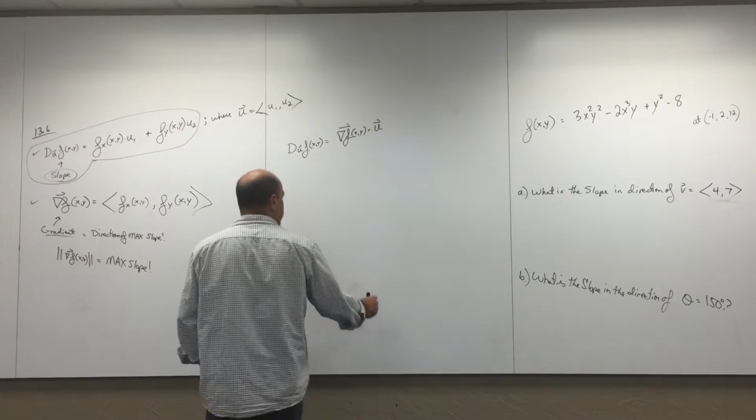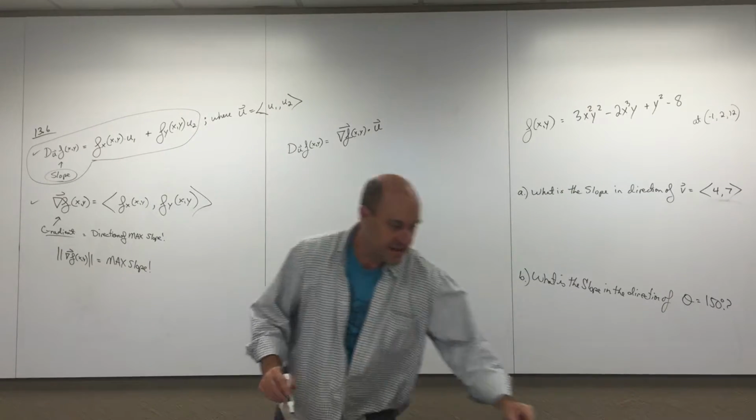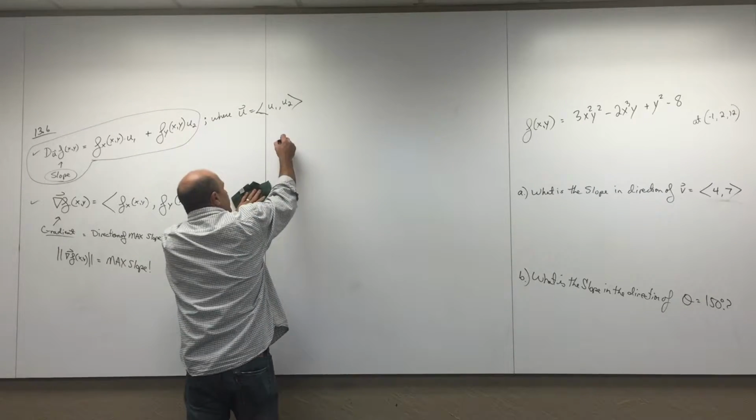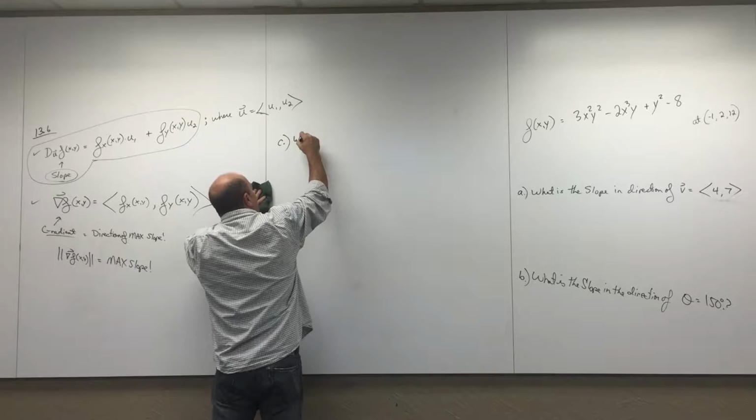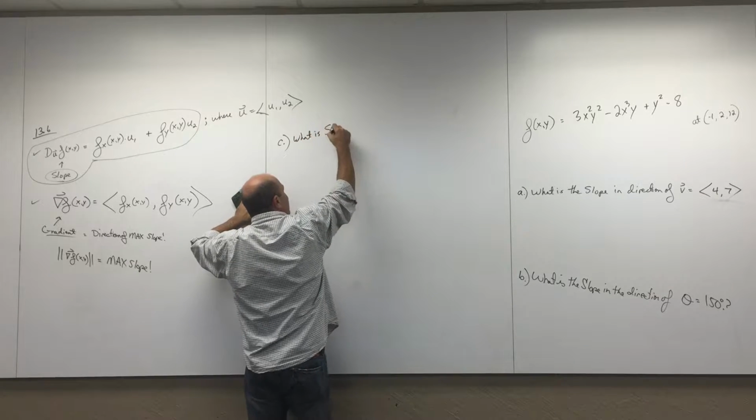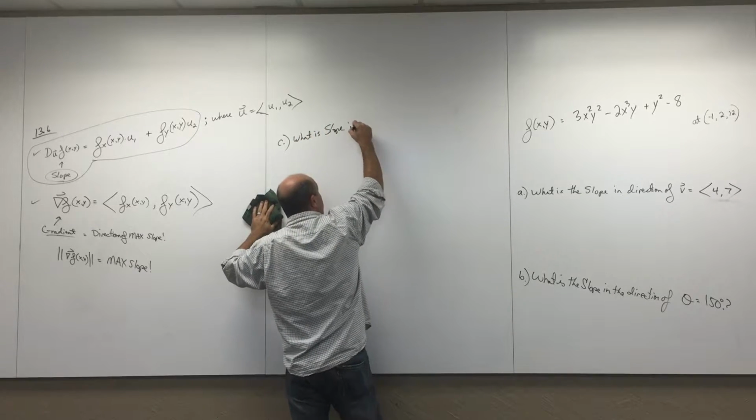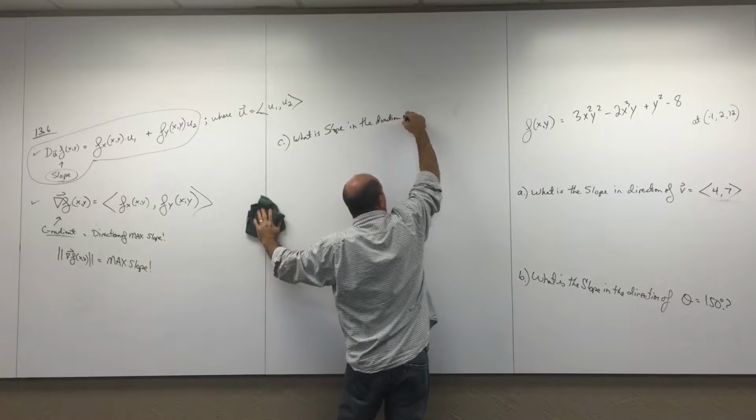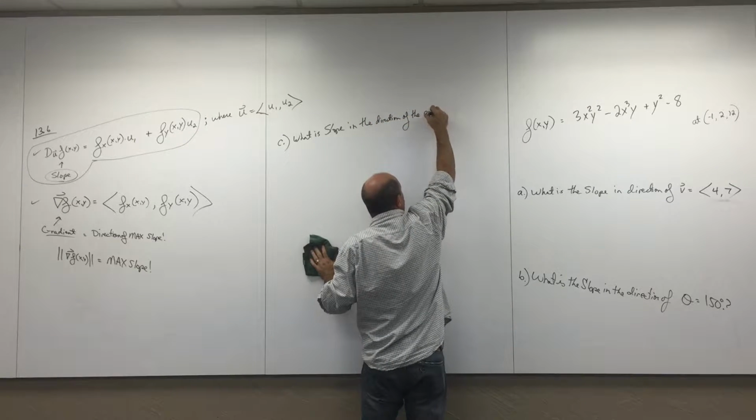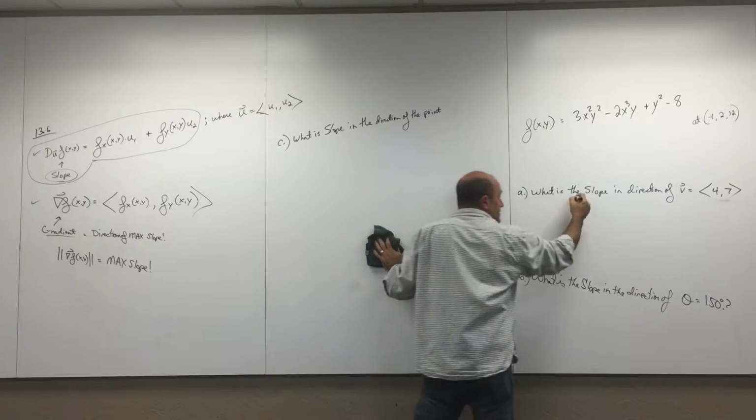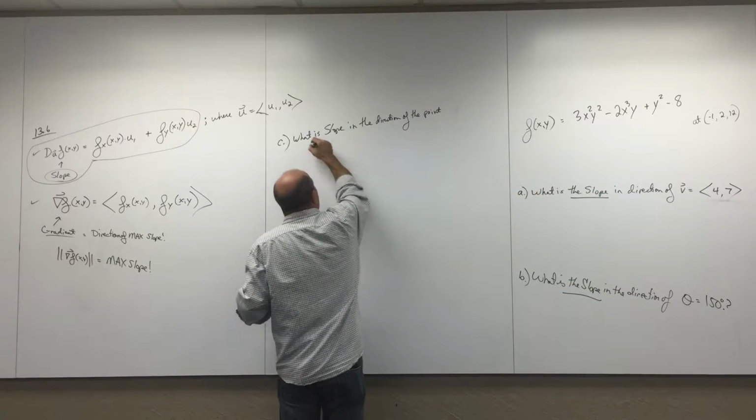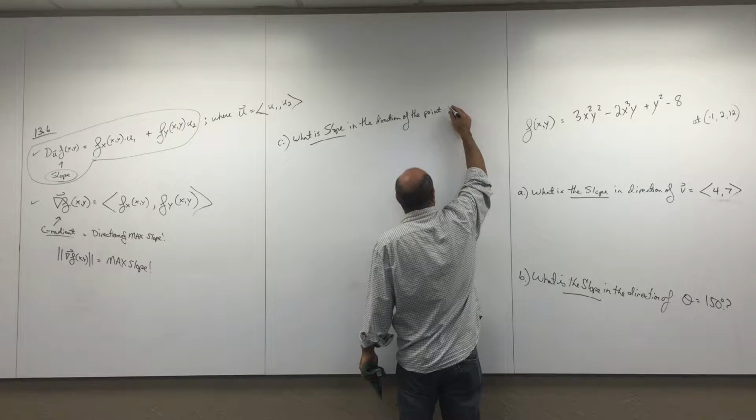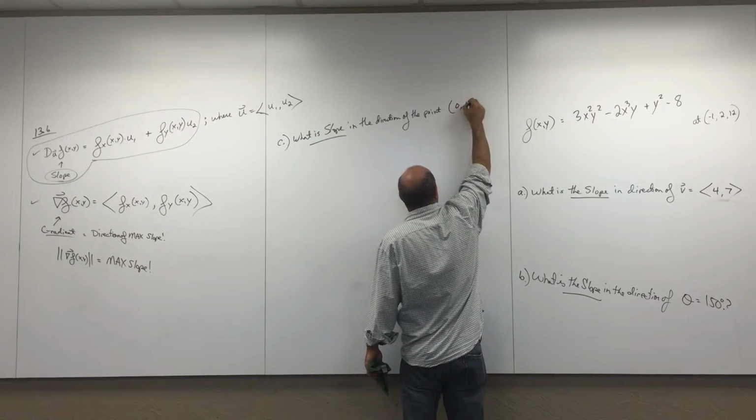Here's another question, part C. Watch this. What is the slope of the surface in the direction of the point? This is kind of a funny way to word this. I've got three questions that are asking you about slope, but I'm wording them three different ways. In the direction of the point (0, 0).